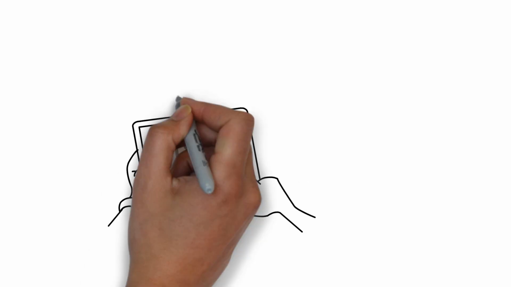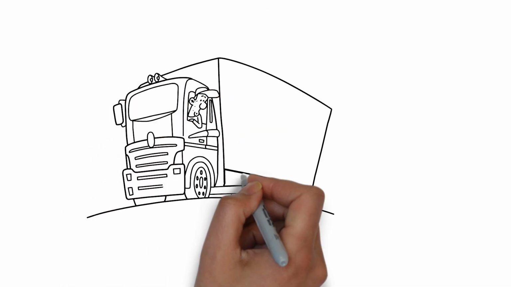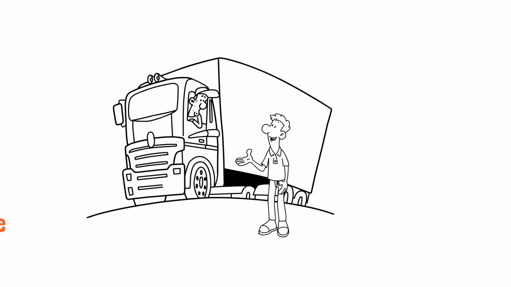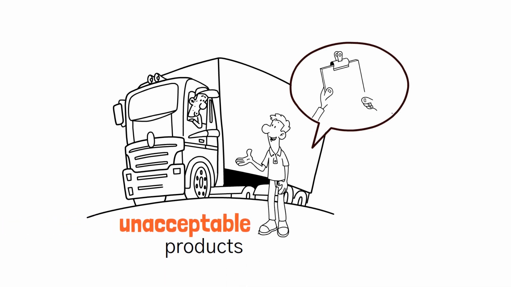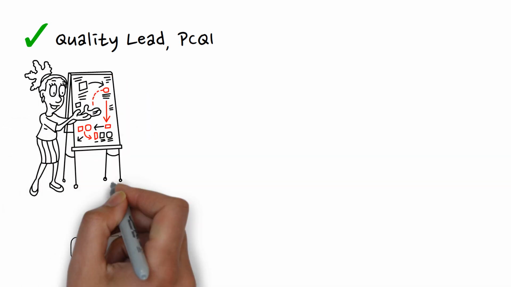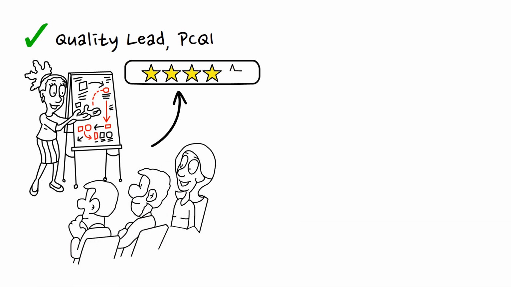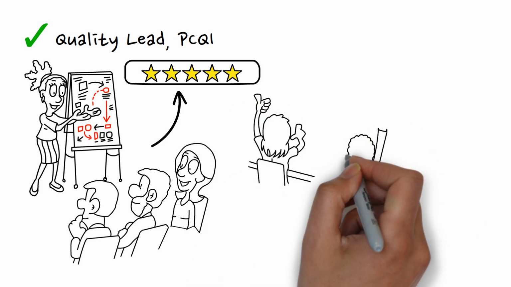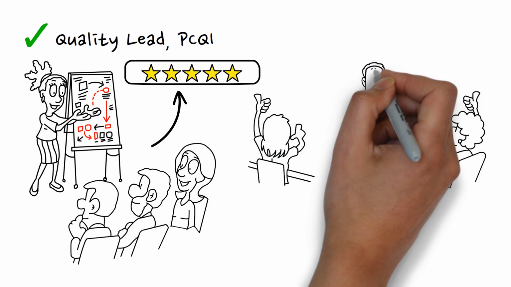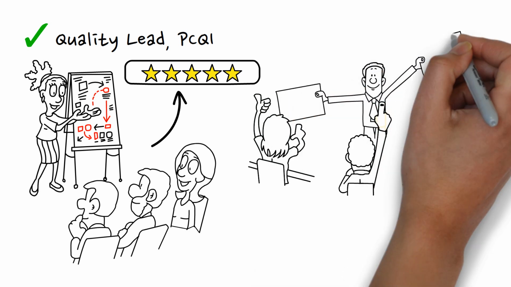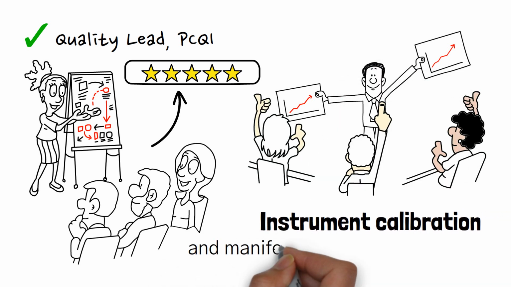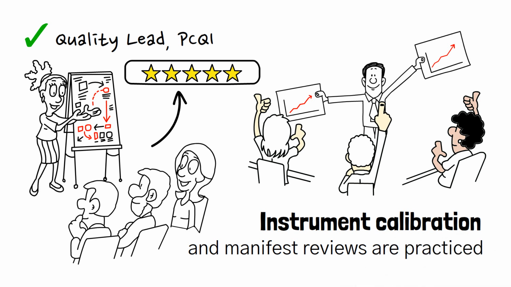This would include photographs or, when practical, samples of the material found. Lastly, supervisors inform delivery drivers of the final disposition of unacceptable products and provide them the applicable documentation. Quality Lead, PCQI. The Quality Lead is here to offer guidance and conduct internal audits on our receiving processes, ensuring that our standards stay high. Quality Leads will also ensure that employee training is up to date and will update standards appropriately and confirm processes like instrument calibration and manifest reviews are practiced.